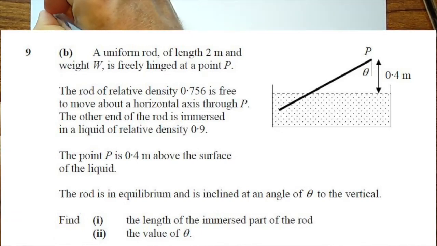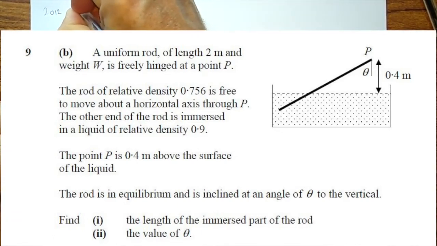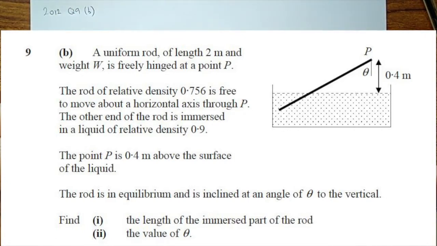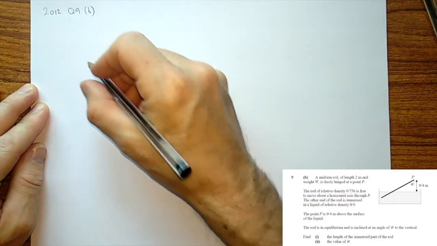Here we're going to have a look at 2012, question 9, part B. So this is a submerged rods question. Now, the rod is hinged at point P, 2 meters long, weighs W. A few little twists in this question are that we're given the relative density of the rod, 0.756, and we are given the relative density of the liquid. Okay, let's see how we can get on with this.